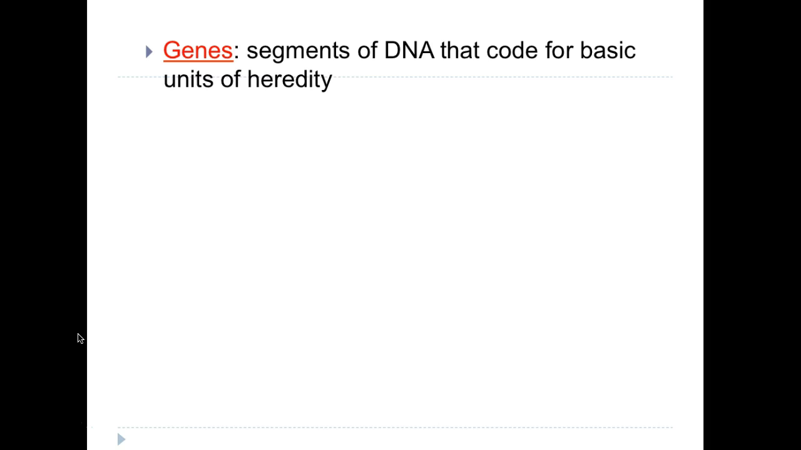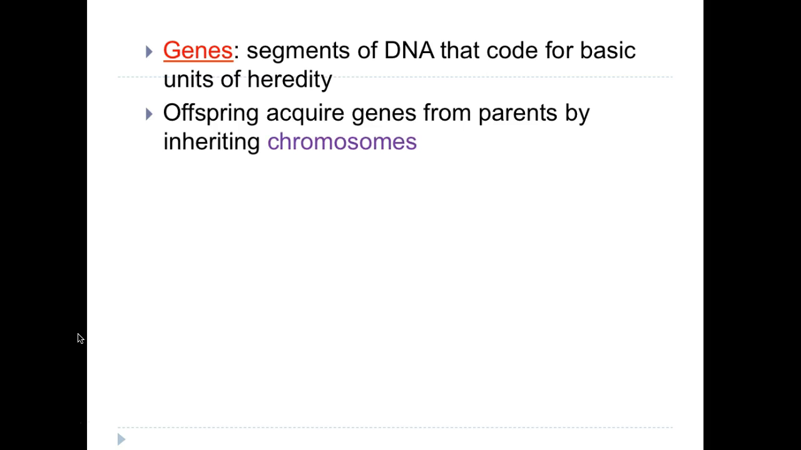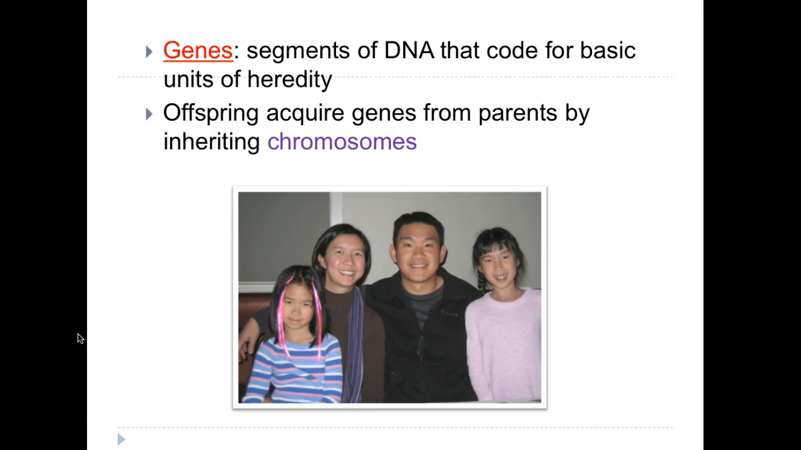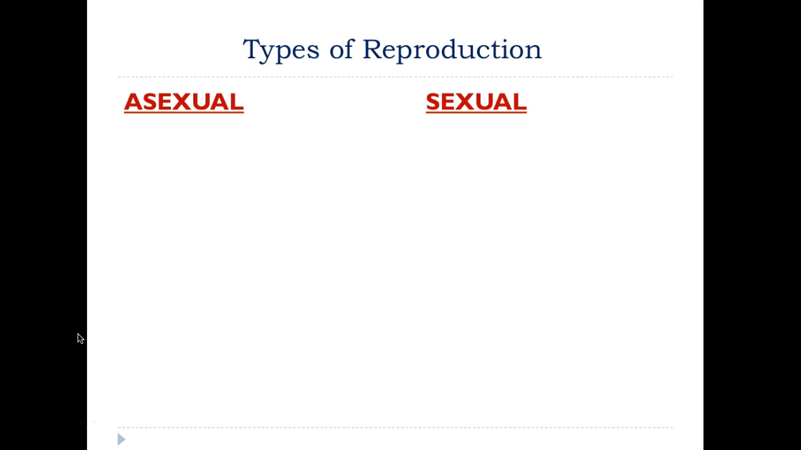Genes are segments of DNA that code for the basic units of heredity. Offspring acquire genes from parents by inheriting chromosomes. So remember that genes are those functional units of DNA that will code for a specific trait, and we'll look at this a little bit more in genetics. Offspring ultimately acquire those genes from the parents by inheriting those chromosomes through reproduction. So if we look, here is a picture of a family. And those two types of reproduction are both asexual and sexual reproduction.